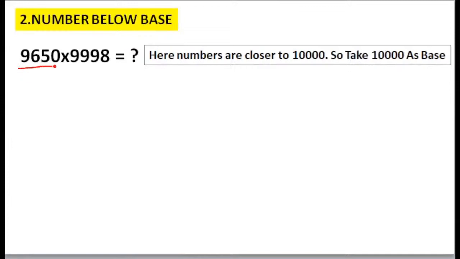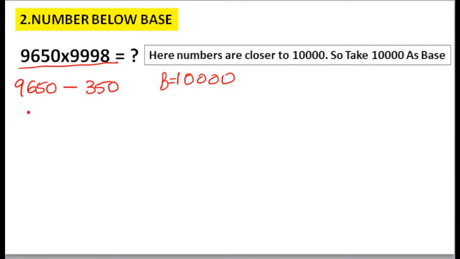Here both 9650 and 9998 are nearer to 10,000. So our base is 10,000. Now 9650 is 350 less than 10,000 and 9998 is 2 less than 10,000.